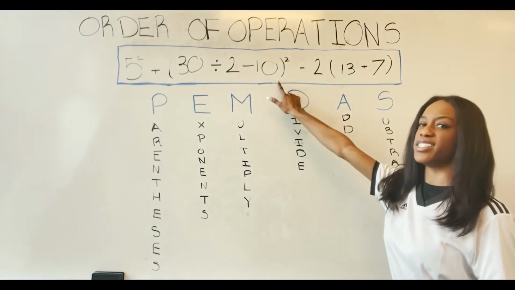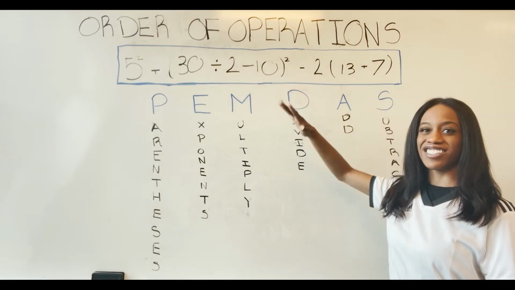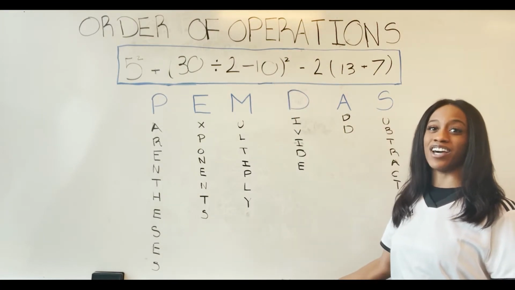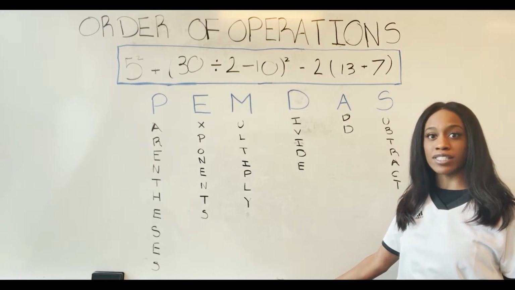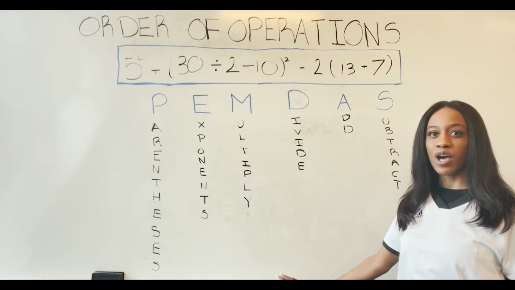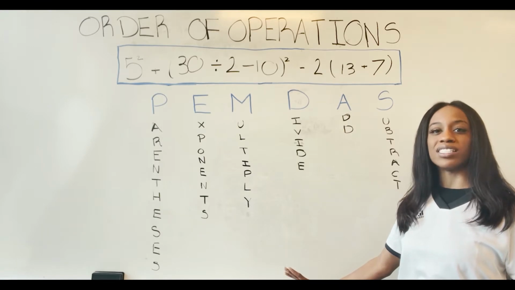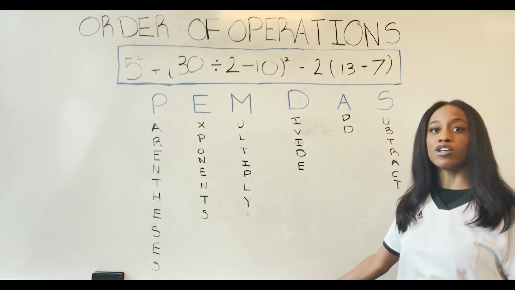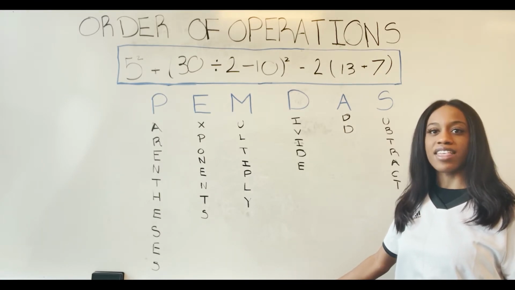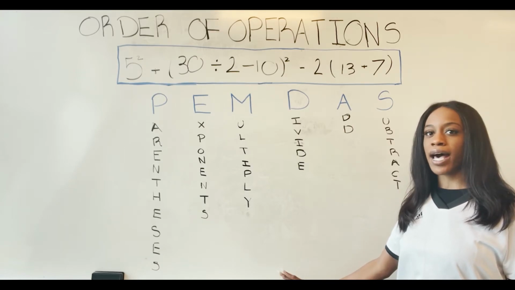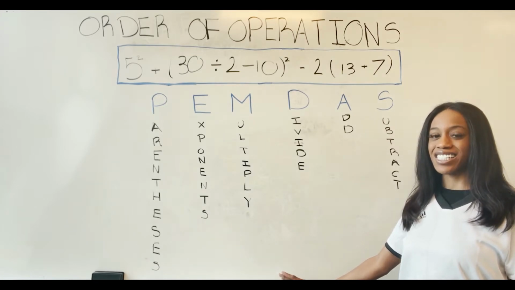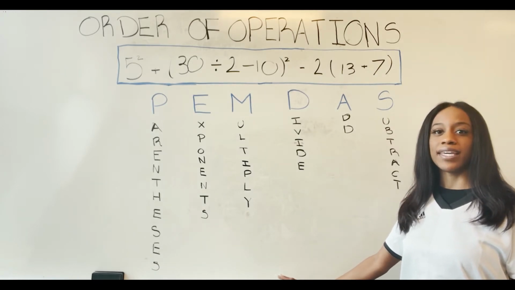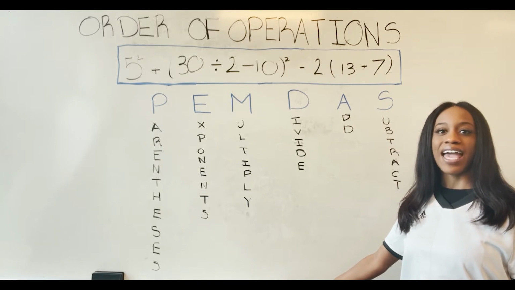So, let's take a look at this example up here. There's a lot going on up here, I know. We've got division, multiplication, exponents. What do we do first? Well, the order of operations tells us to first solve what's in the parentheses, then solve the exponents. Next, we'll multiply, then divide, add, and lastly, subtract. So that's PEMDAS.